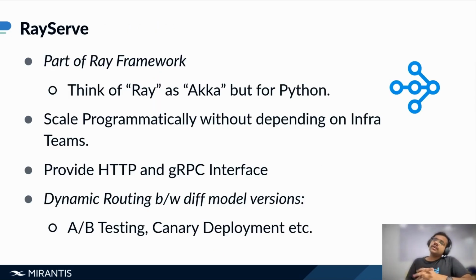So what is Ray? Ray is a distributed computation framework written in Python, but you can think of it as very similar to Akka, which exists in the Scala and Java ecosystem, but for Python. This allows you to scale programmatically without depending on infra teams. It gives you very nice interfaces to expose your models as HTTP or gRPC services. You can even do dynamic routing between multiple model versions, which allows you to do things like A/B testing, candidate deployment, etc.